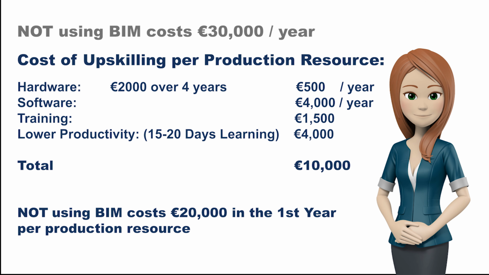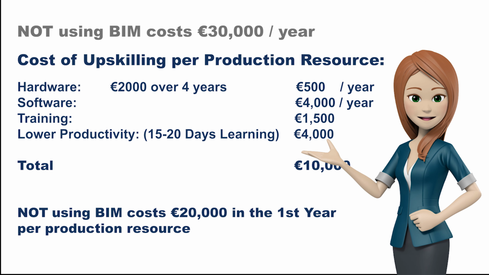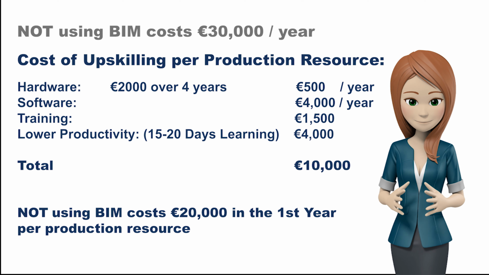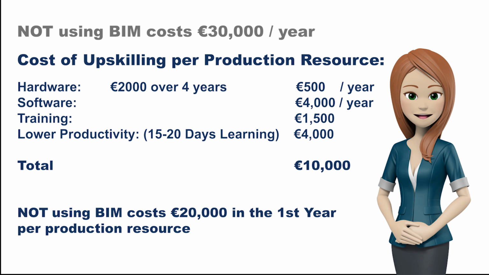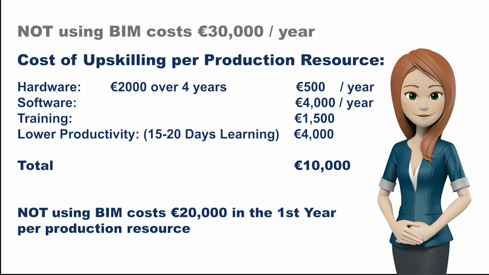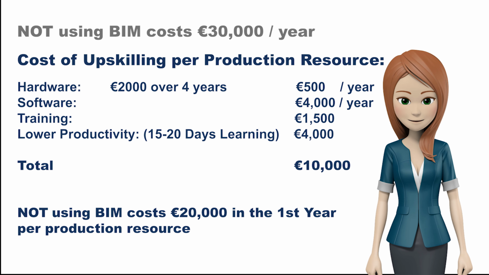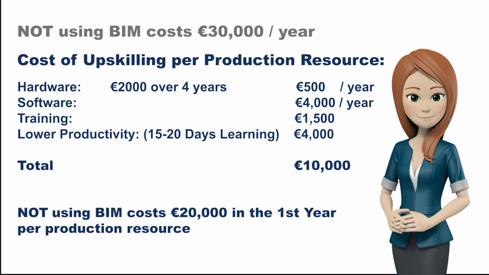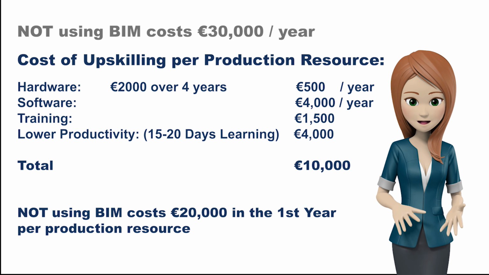What does it all cost? A good computer might cost about €2,000, which will last at least 4 to 5 years, approximately €500 per year. Good BIM software might cost about €4,000 per year. The training required might cost about €1,500. Production time lost to undertake training, and for the initial lower productivity in the learning phase of 2 to 3 months, might add up to 15 to 20 days loss of productivity, which could amount to €4,000. All in, the cost of upskilling to BIM could be €10,000 per production resource.